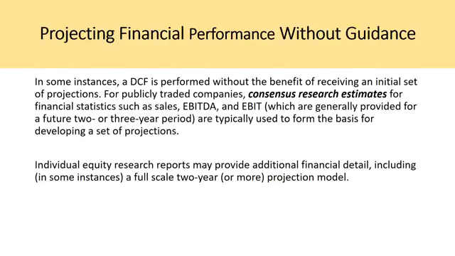Now, projecting the financial performance without guidance. In some instances, a DCF is performed without the benefit of receiving an initial set of projections. For publicly traded companies, consensus research estimates for financial statistics such as sales, EBITDA, and EBIT, which are generally provided for a future 2 or 3 year period, are typically used to form the basis for developing a set of projections. Individually, equity research reports may provide additional financial detail, including in some instances a full-scale 2-year or more projection model. Essentially what this slide is getting at is that some work has already been done for you.